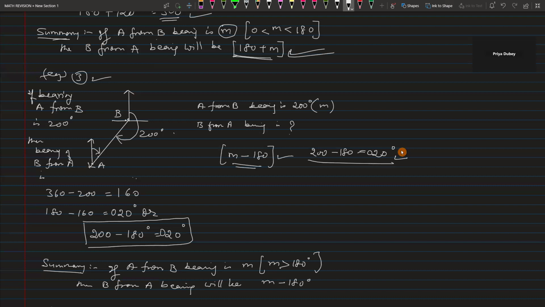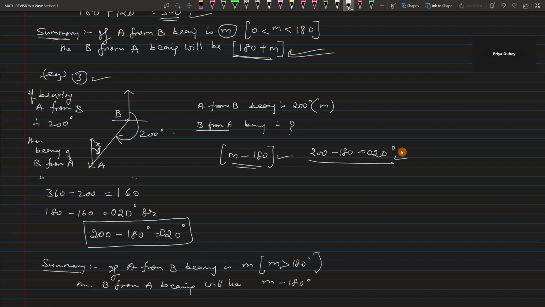Now let us see. This A from B bearing is 200. Now they have asked you to find the bearing of B from A. So to find the bearing of B from A, at A I will draw a north direction arrow, which I have drawn over here. And from this north direction, I will come up to the line AB. Whatever angle I am getting, let it be X. This X will be the bearing of B from A, isn't it?